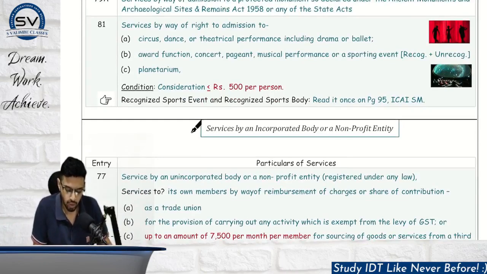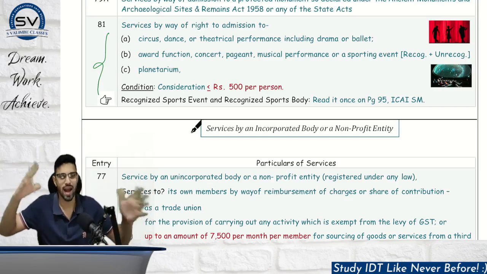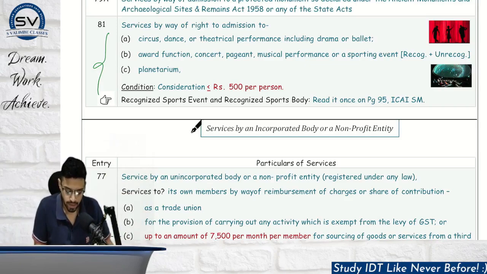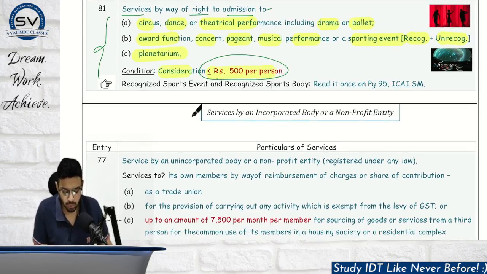Now, apart from the above, let's say there is some entertainment related performance, like you are going to a concert of, let's say, Badshah, the Bollywood guy, right? So in that case, GST will be applicable provided the consideration is more than 500. So services by way of right to admission to circus, dance, theatrical performance, drama, ballet, award function, concert, pageant, so Miss India, Miss Universe, musical performances, sporting events, recognized plus unrecognized, or a planetarium. Then in that case, if the consideration is up to rupees 500, it is exempt.